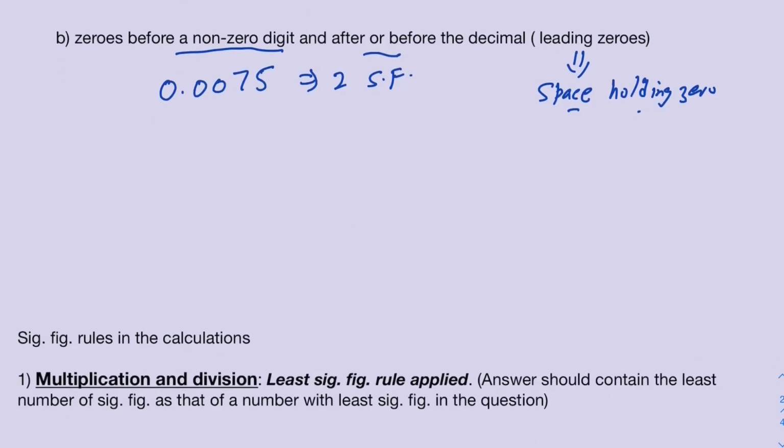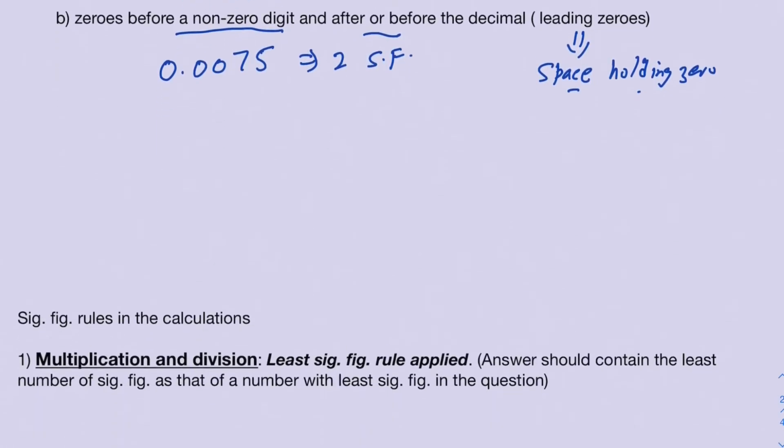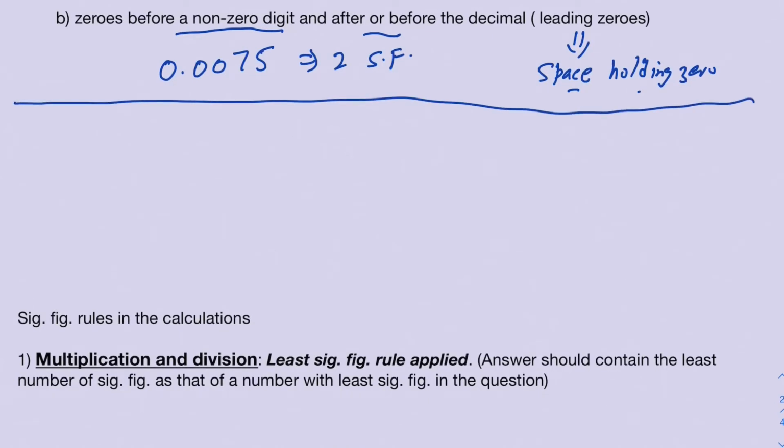Okay, these are the rules for the sig figs. Let me take a couple of examples here that sum up everything. What if I have a number that looks like this?